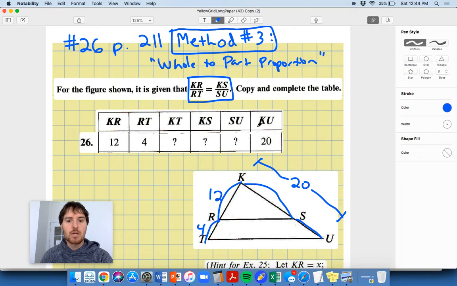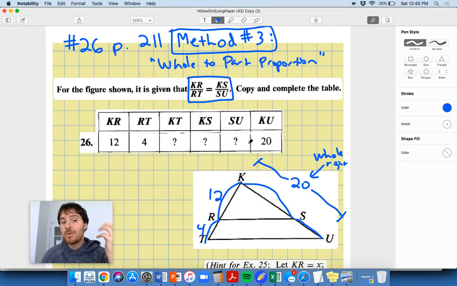KS over SU. The problem with what our givens are down here is that we get a part here and a part here. So we could set up KR over RT, no problem, but we have a whole here. We would call this the whole right side, part of the left side, part of the left side. We do know what the whole is, we'll get to that in a second. This is the whole right side, and we just have parts here. But we want to solve for the parts down here. So this is a little bit tricky. We have this proportion here.